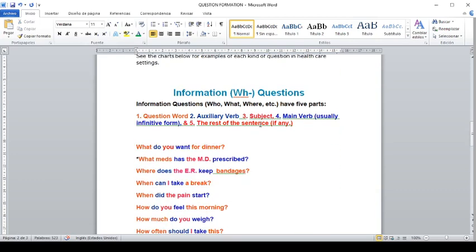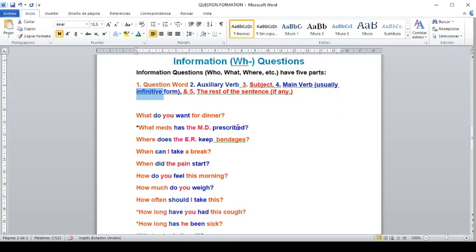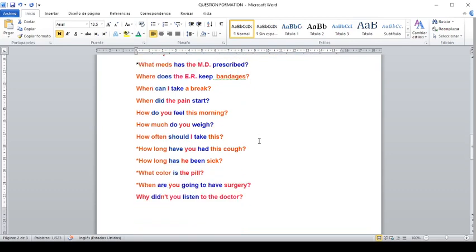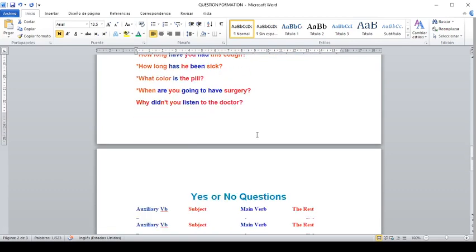So, information questions, they have 5 parts. Question word, auxiliary verb, subject, main verb, usually in infinitive form, remember this, and the rest of the sentence. For example, what do you want for dinner? Where does the ER keep bandages? When can I take a break? Etc. They are all answered with information, okay?